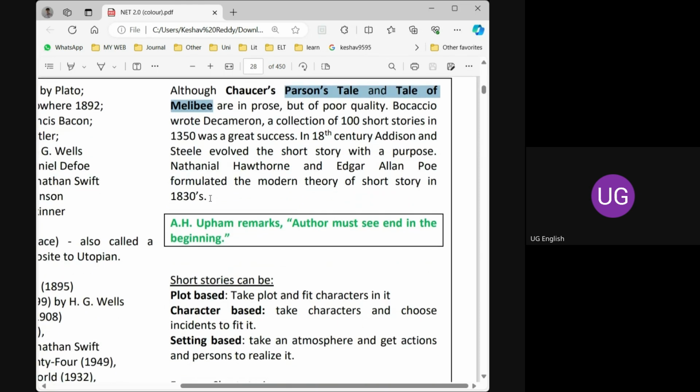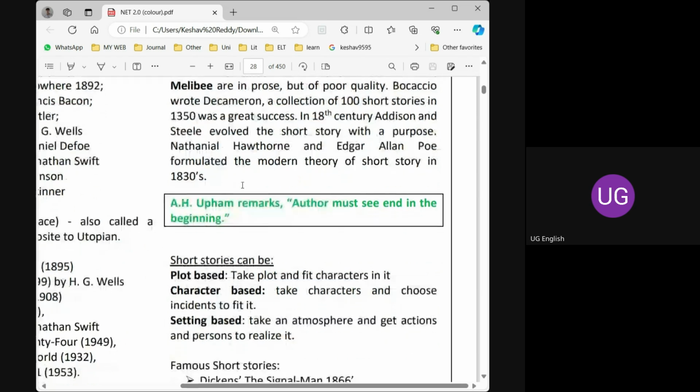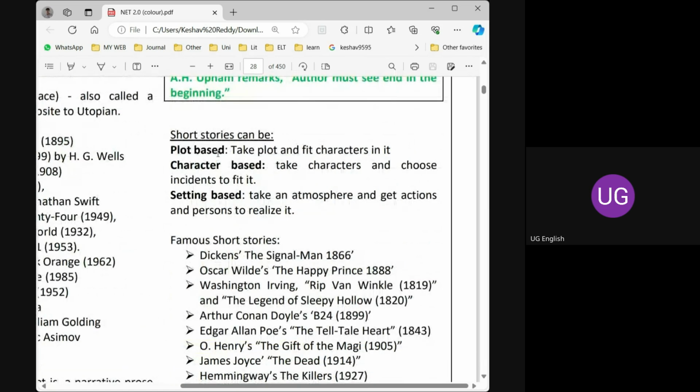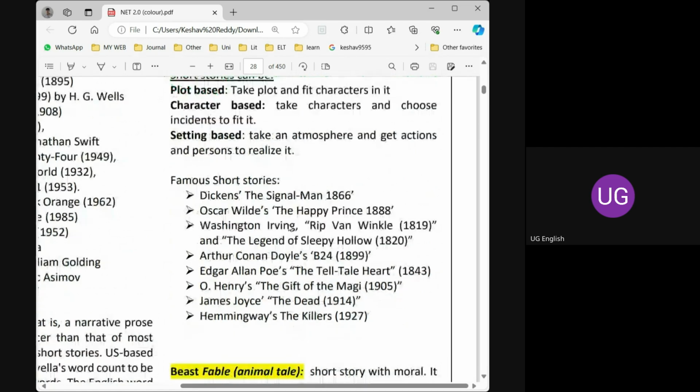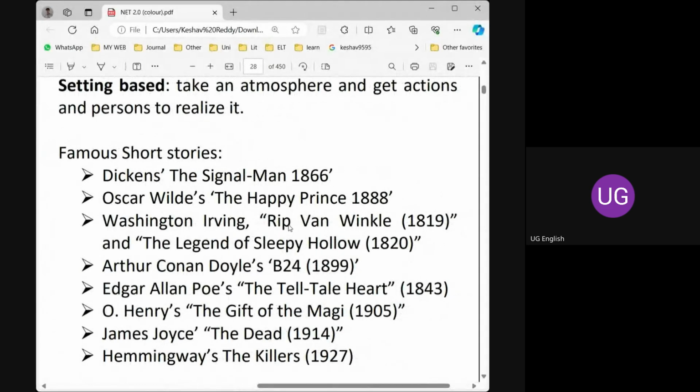And Edgar Allan Poe, Nathaniel Hawthorne, all these are famous for short stories, and these are very important. Some short stories are based on plot, some are based on character, some are based on setting. But these are very important short stories in English literature. I have given some examples to you.